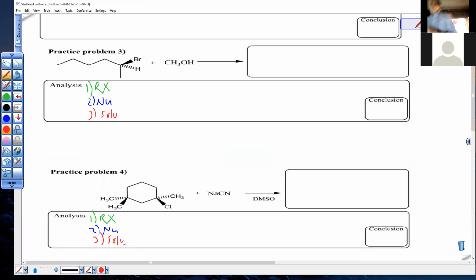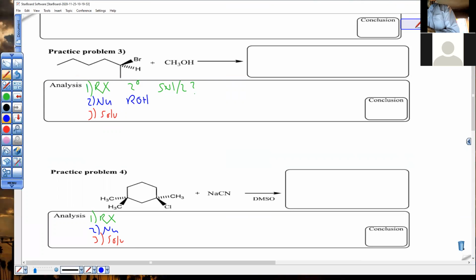Rx is secondary in the first one. It's the same molecules we saw before. Your conclusion for secondary is always SN1, SN2, I don't know. Your nucleophile is ROH, and that is a neutral oxygen. Those are poor nucleophiles. They favor SN1 by slowing down the SN2.